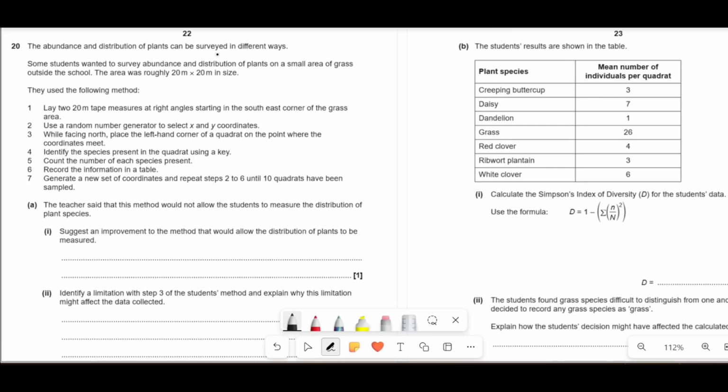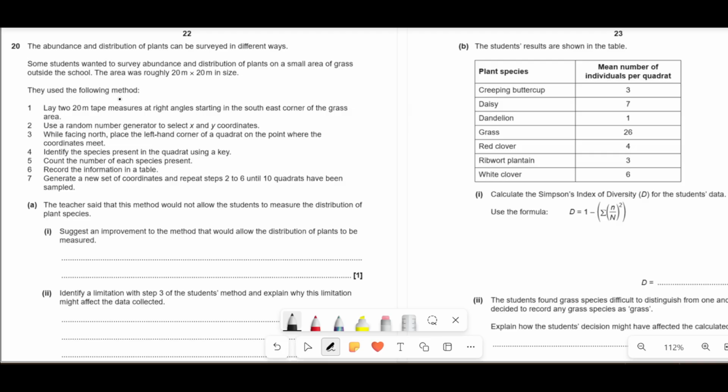So the abundance and distribution of plants can be surveyed in different ways. Some students wanted to survey abundance and distribution of plants in a small area of grass outside of school. The area was 20 by 20 in size. So what they did is they laid 2 tape measures at right angles starting in the southeast corner of the grass area, and they used a random number generator to select x and y coordinates, and while facing north, they placed the left-hand corner of the quadrat at the point where the coordinates meet.